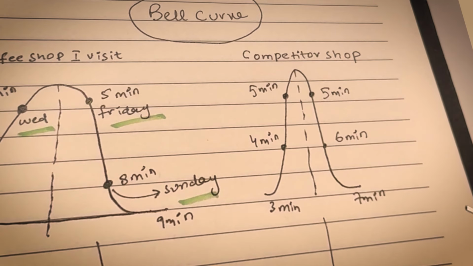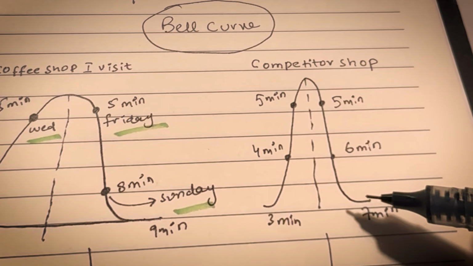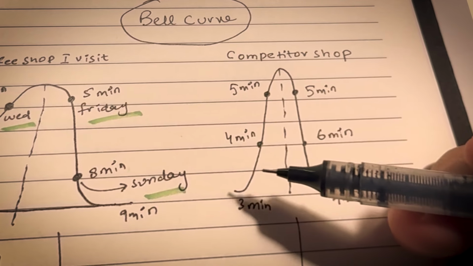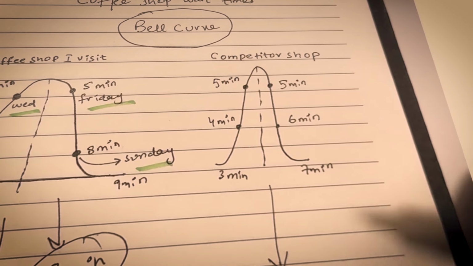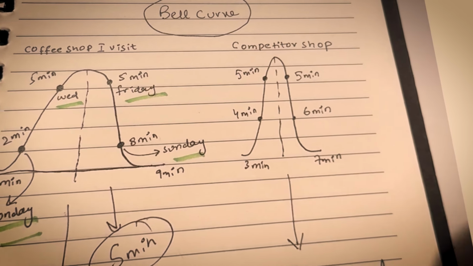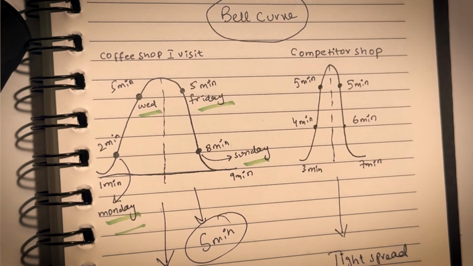Now check out the competitor shop. Look how tall and thin the bell curve is. It's packed tight around 4 to 6 minutes. Every single day, 4 minutes, 5 minutes, 6 minutes, super predictable. That's a small standard deviation. Tight, consistent, reliable. So what is the lesson?